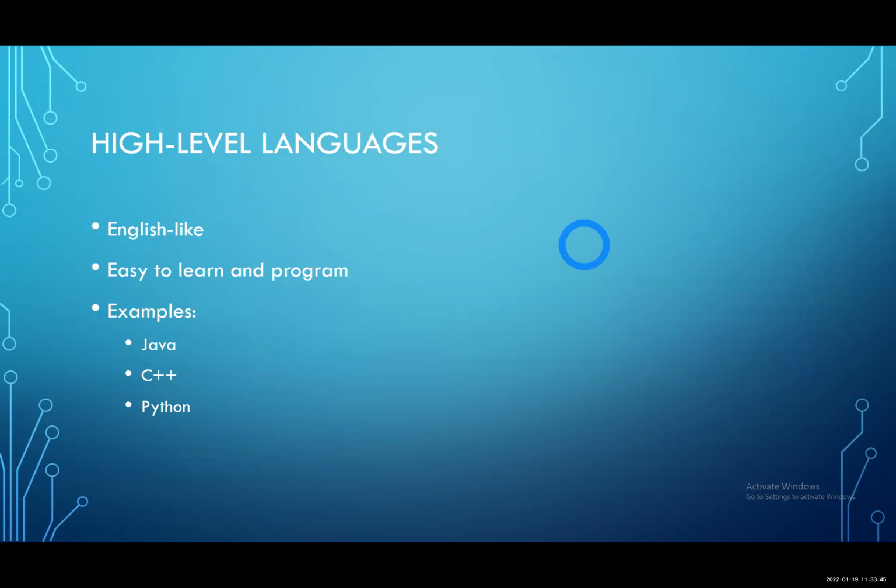Our higher level languages are more English-like, right? They're easier to learn, and some common examples of that are Java, C++, and Python. Java and Python are actually my strongest suits, but I do a lot of programming in C++ because I'm programming Bitcoin. Bitcoin is written in C++, and I'm modifying the source code of that. Java, I use a lot in my research, same with Python. So depending on your use case and what you're trying to do, you may have to learn different languages.